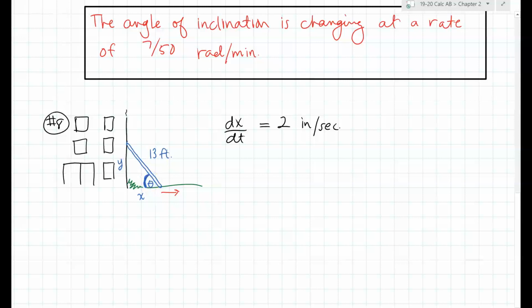Okay, so the ladder and the ground, that's right on the bottom right portion of that ladder. So they want to know how fast is the angle that the ladder and the ground make changing when the top of the ladder is 12 feet above the ground. So when y equals 12 feet.